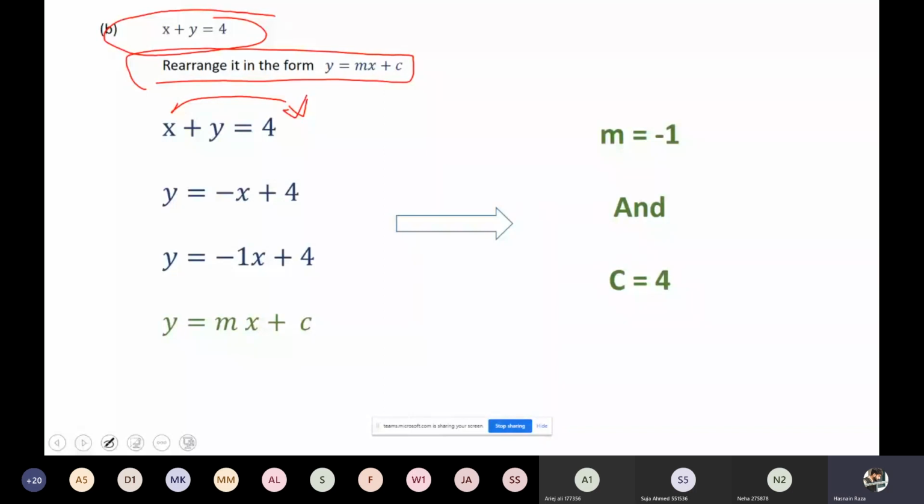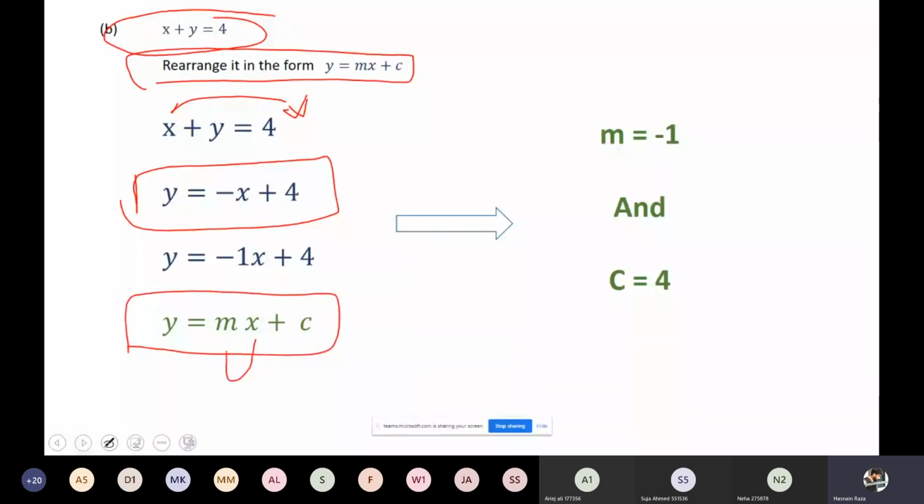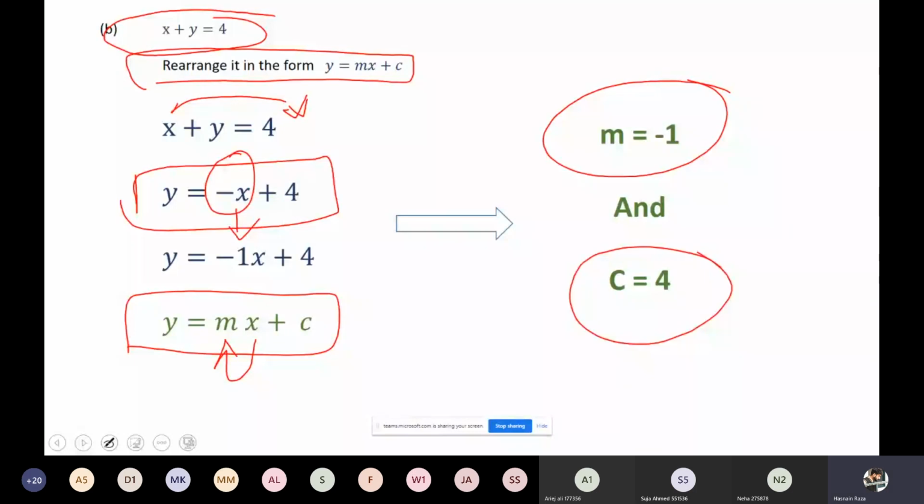So x is plus here, and when it goes there it will become negative, and because the x term comes first, we have now arranged it: y equals to minus x plus 4. We know that in y equals to mx, the coefficient of x is the gradient. But here, only a negative sign means 1 is here. That's why we rewrite it as y equals to minus 1x plus 4. Comparing it with this, we came to know for part B, the slope is negative 1 and the y-intercept is 4.